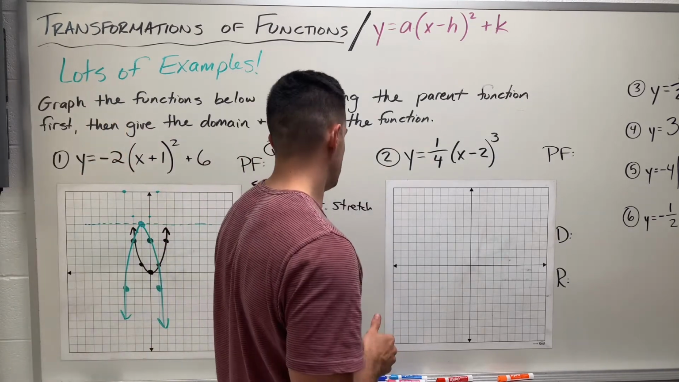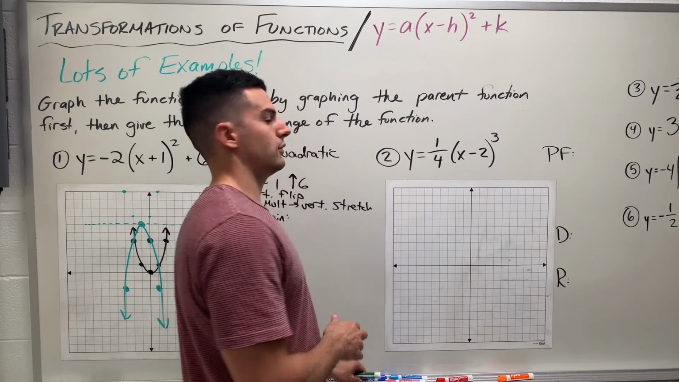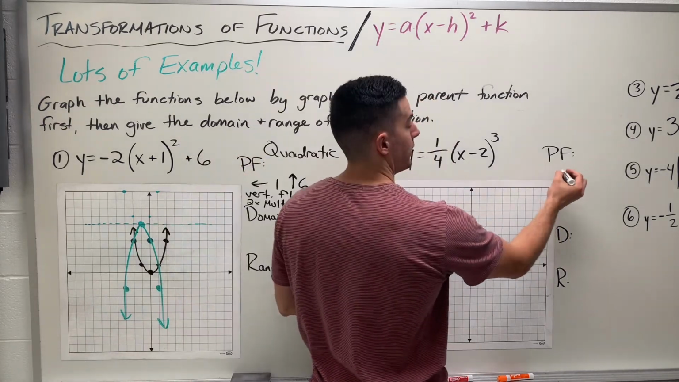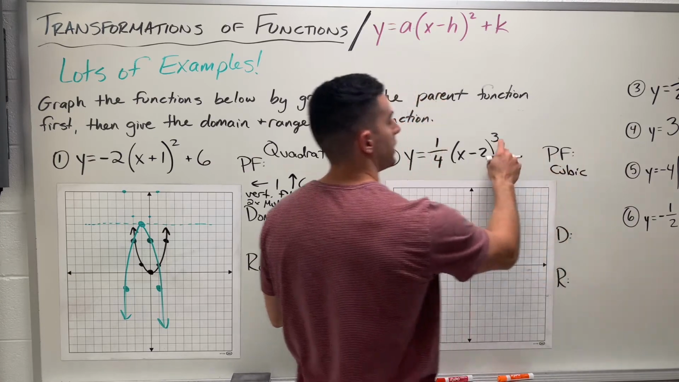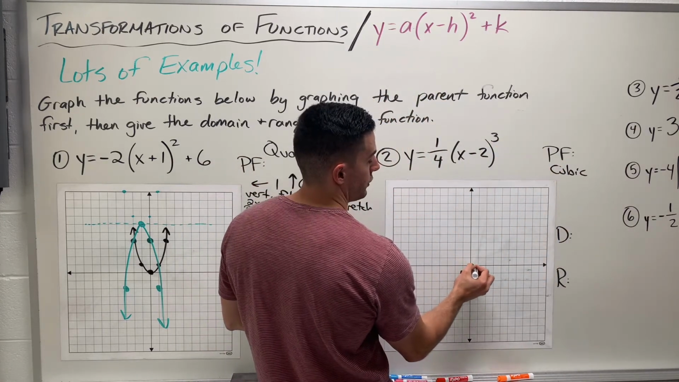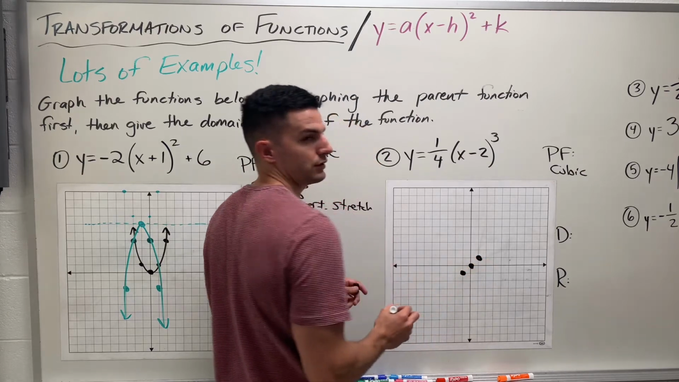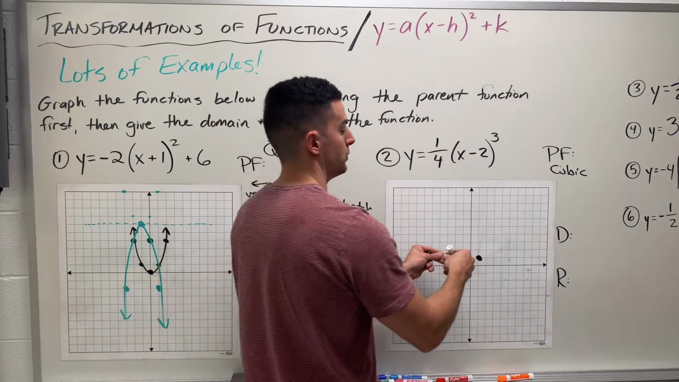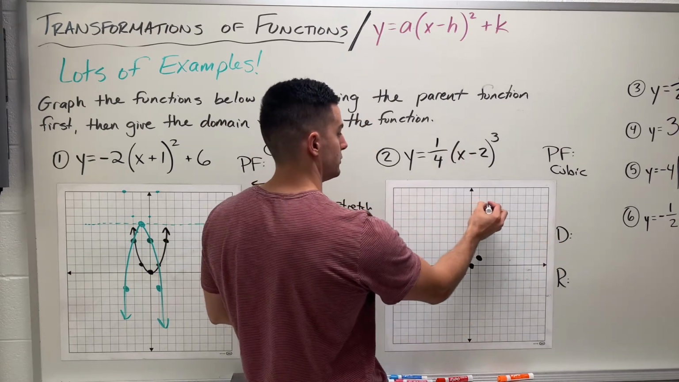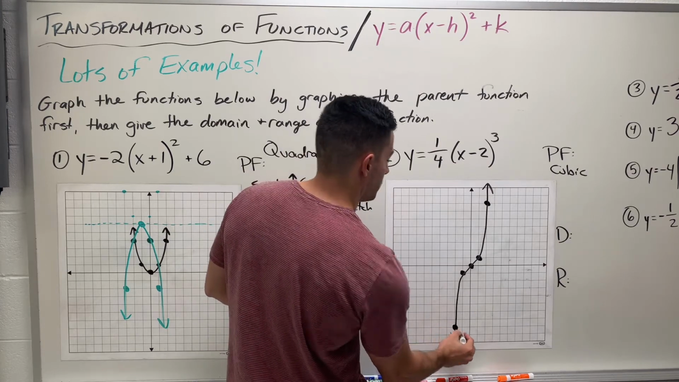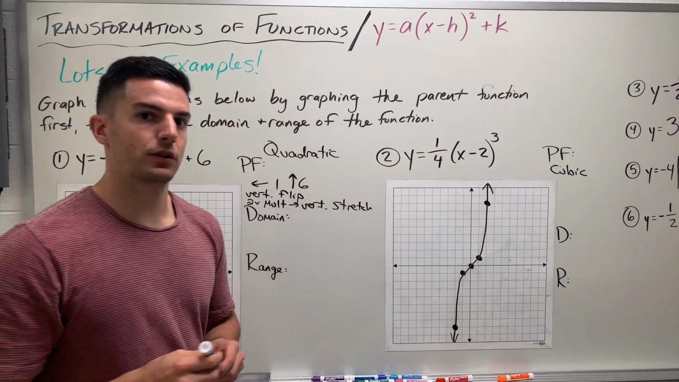Number 2, y equals 1/4 quantity x minus 2 cubed. Okay, cubed. So my parent function is cubic, right? Because that's a 3 exponent. Okay, so let's draw the cubic graph. Both cubic and cube roots have these 3 points, okay? But again, the cubic is taller, and then the cube root is wider. So these are the taller ones. So we have 2, 8, and -2, -8. Okay, so that's my parent function of my cubic graph.